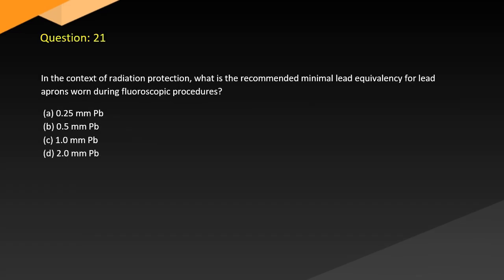Question 21. In the context of radiation protection, what is the recommended minimal lead equivalency for lead aprons worn during fluoroscopic procedures? A. 0.25 mm Pb, B. 0.5 mm Pb, C. 1 mm Pb, D. 2 mm Pb.